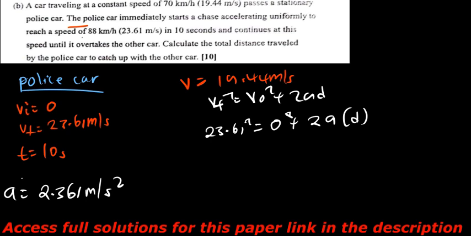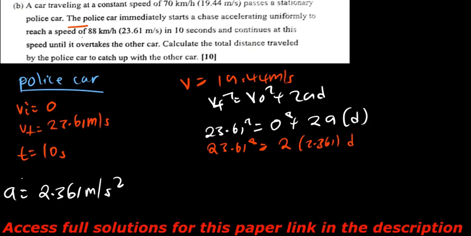But this is going to be the distance, because the question is saying the police car immediately starts a chase accelerating uniformly to a speed of 23.61 meters per second in 10 seconds and continues. So we are going to find again the distance it continues from there now. Okay, so we have 23.61 squared being equal to 2 times acceleration 2.361 times d.